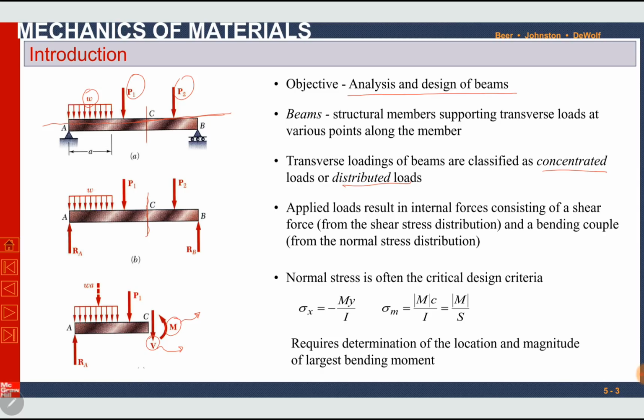Normal stress is often the critical design criterion for beams. We derived this expression in chapter 4: normal stress equals My over I, where y is the vertical distance of any point from the neutral axis. If that distance is equal to c, it is the maximum distance, so it gives the maximum stress. We can write it as M divided by I over c, and I over c is the section modulus S, so the stress is M over S. If we use the maximum value of moment, we can find the maximum stress in the beam. So we will need to determine the location and magnitude of the maximum bending moment.